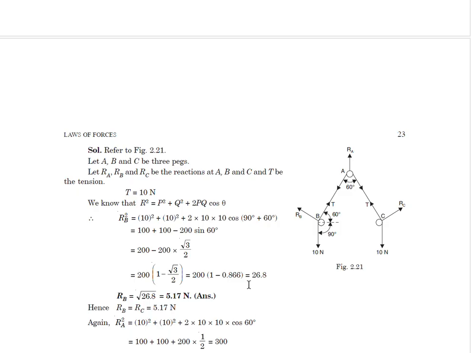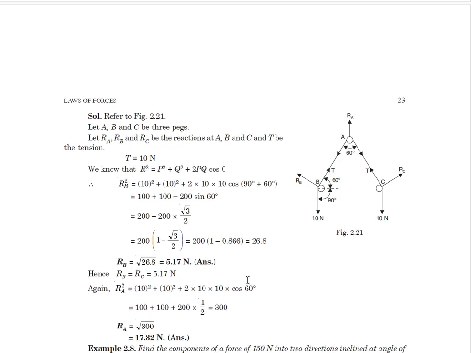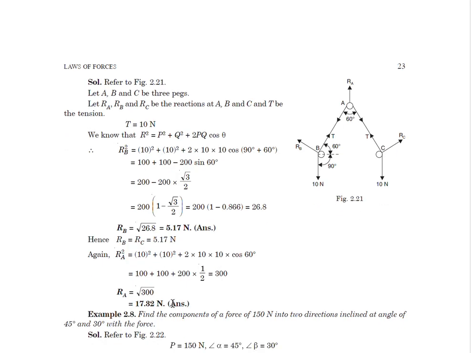Similarly, you can find out the angle of the reaction using the formula that we have discussed in the parallelogram law of forces. And similarly this RA, at peg A, the angle subtended between the two strings is 60. The tension here is 10 Newton, here 10 Newton, angle is 60. So again we can find out the reaction, and similarly you can find out the reaction at C.